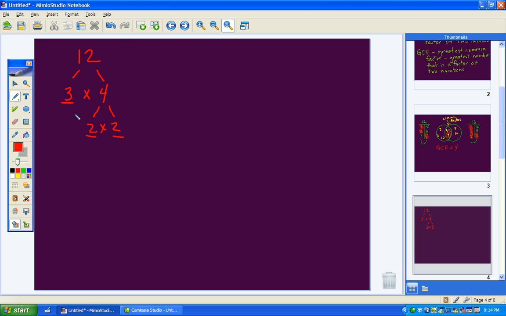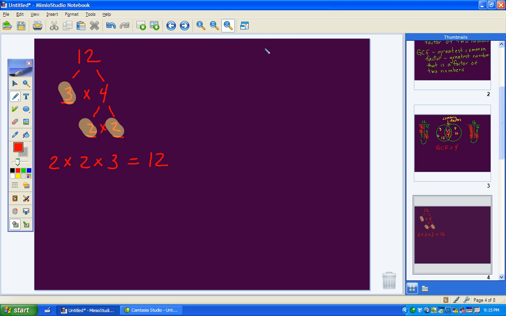Then I know both 2's are primes, so I'm done. So my prime factorization here, and I'm going to write them in order. So 2, that's one of them, the other 2, and then the 3. And I know to put multiplication. I'm going to check it. 2 times 2 is 4. 4 times 3 is 12, so that is my prime factorization. And that is for the number 12.